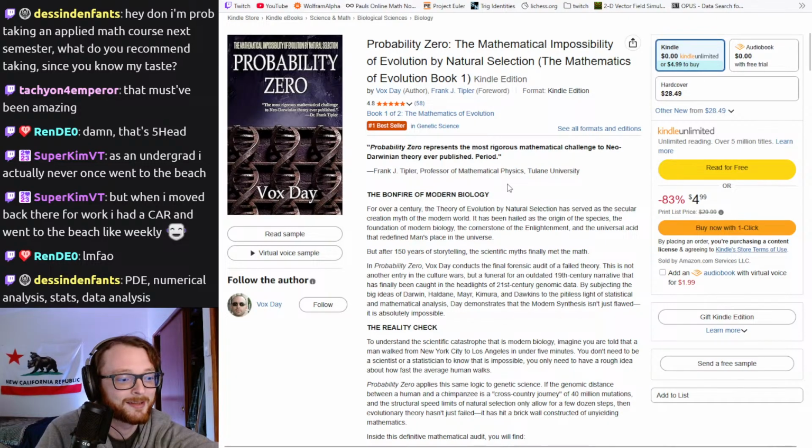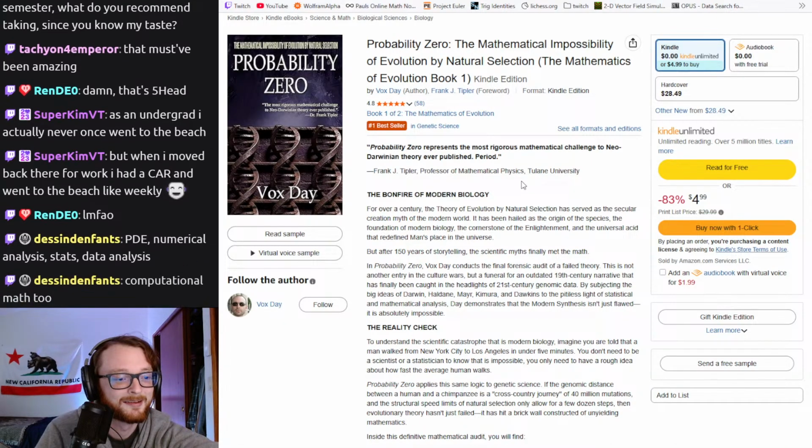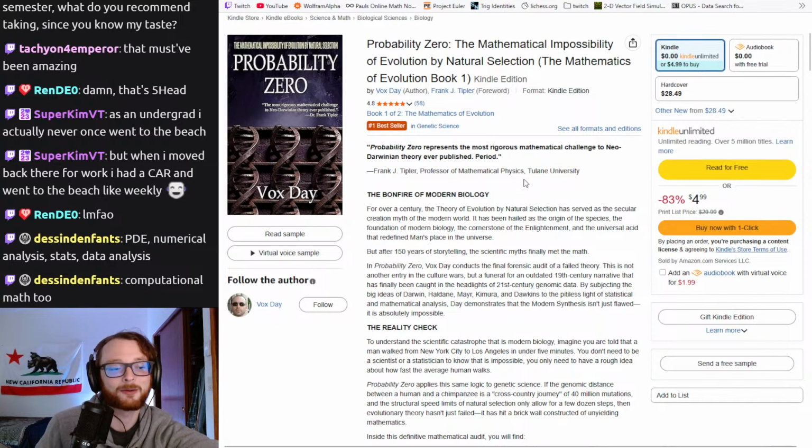PDEs, numerical analysis, stats, data analysis. For you, and even for me, probably. I would probably say it depends on what angle they're taking, but PDEs are numerical analysis. I doubt you would like numerical analysis, but there are a lot of ideas from. I mean, you're kind of like algebra though.